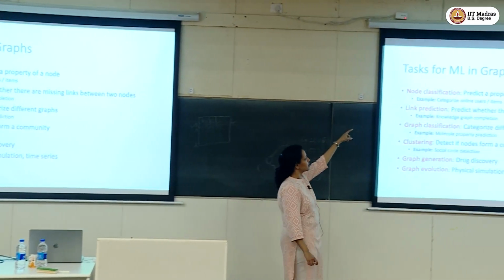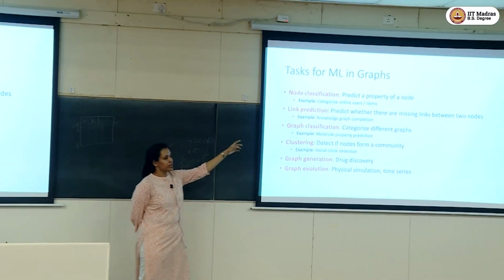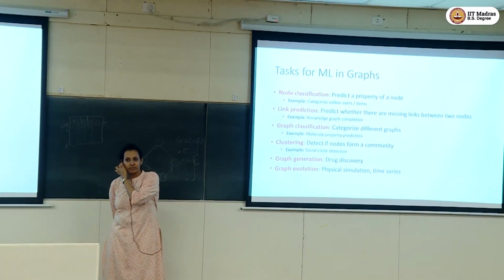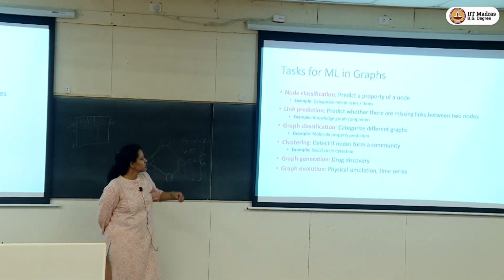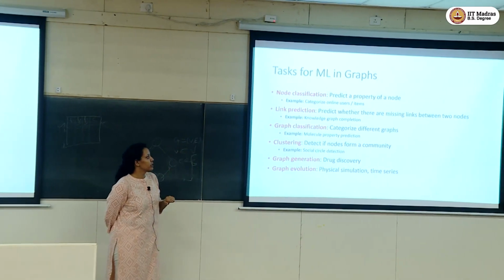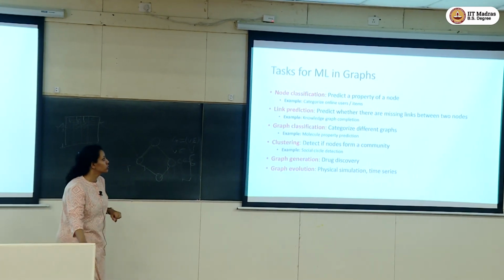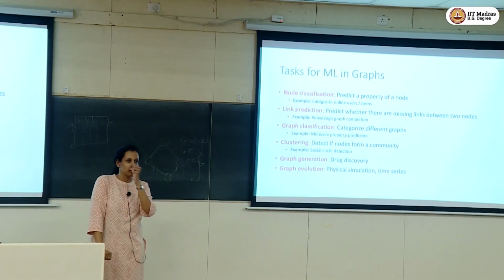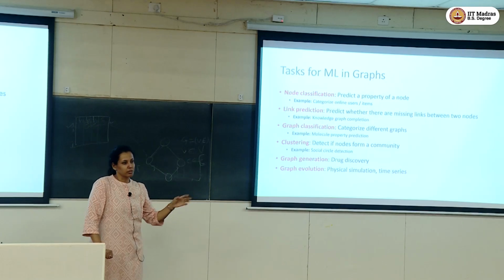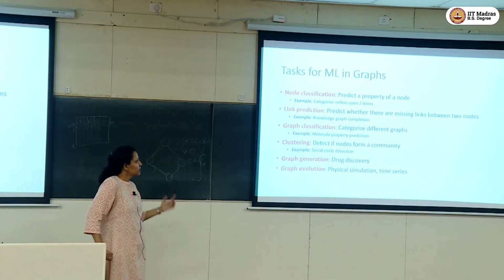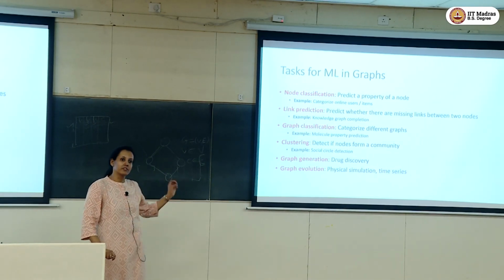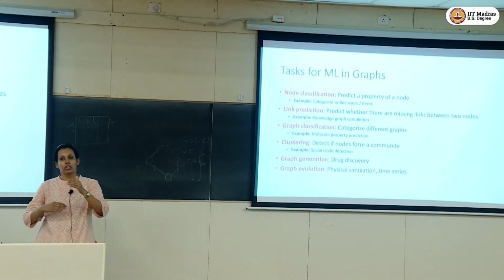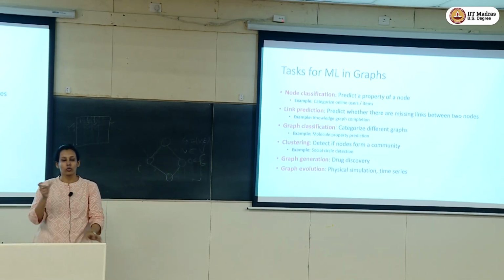So node level is node classification. The example is this: predict a property of a node, so categorize online users and items, for example in e-commerce. Link prediction: predict whether there are missing links between two nodes. Example, knowledge graph completion, which we were looking at, whether this person is from this city or something like that. Graph classification: categorize different graphs. This is very popular in molecule property prediction, where you have multiple molecular graphs, and you have some labels for that.